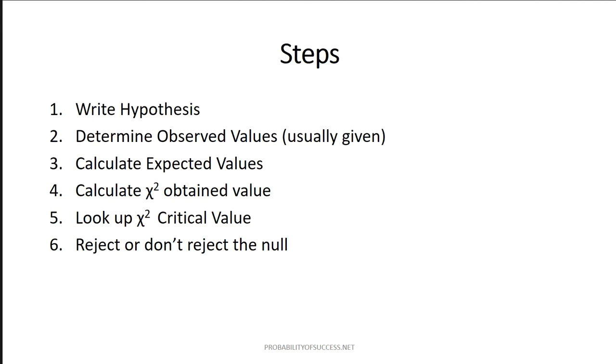Steps: first step, write our hypothesis. Second step, determine observed values. Third, calculate expected values. Fourth, calculate our chi-square obtained value using the previous formula. Fifth, look up our chi-square critical value. Sixth, decide whether or not we reject the null.